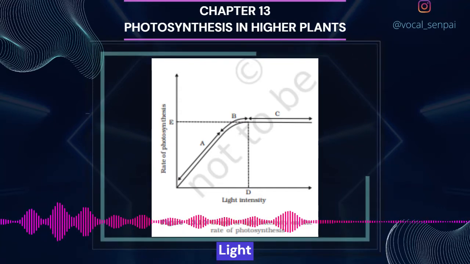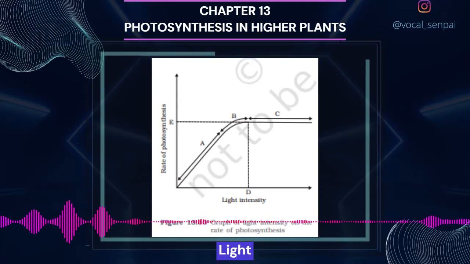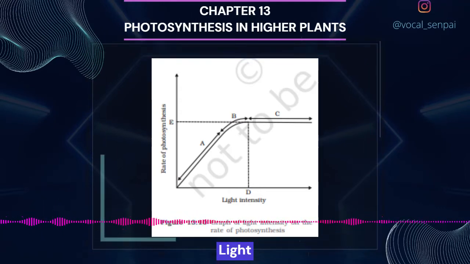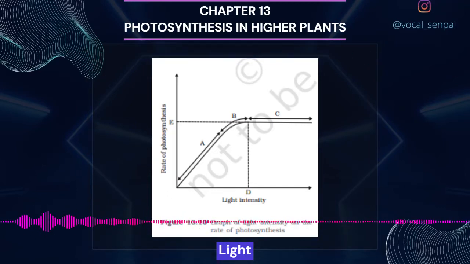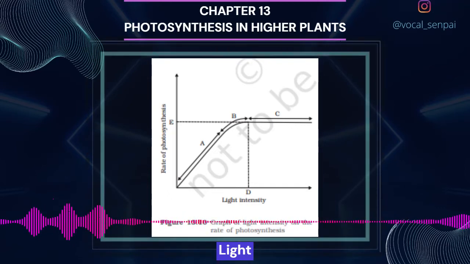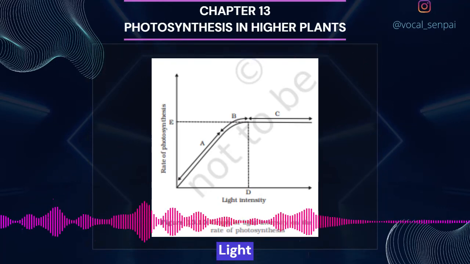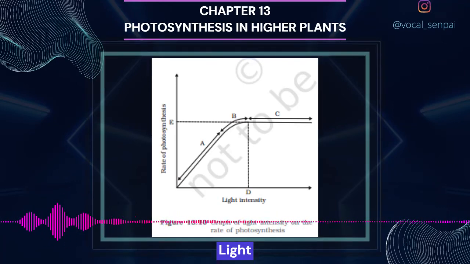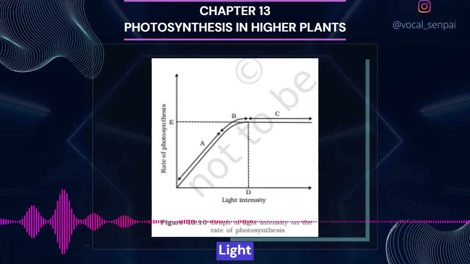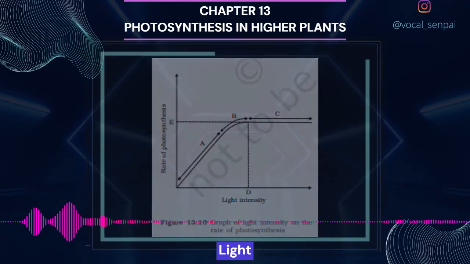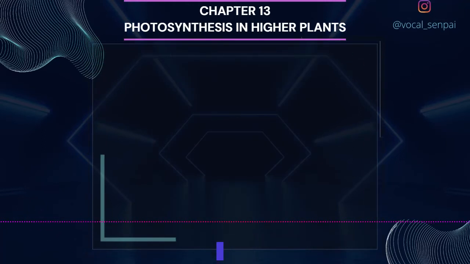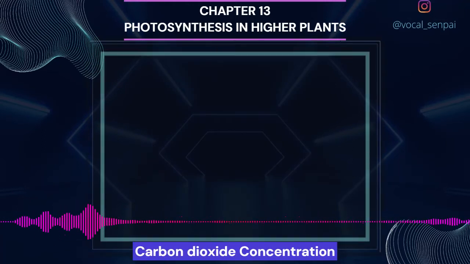Figure 13.10. What is interesting to note is that light saturation occurs at 10% of the full sunlight. Hence, except for plants in shade or in dense forests, light is rarely a limiting factor in nature. Increase in incident light beyond a point causes the breakdown of chlorophyll and a decrease in photosynthesis. Carbon dioxide concentration.